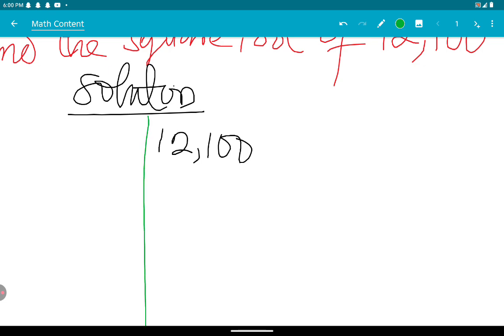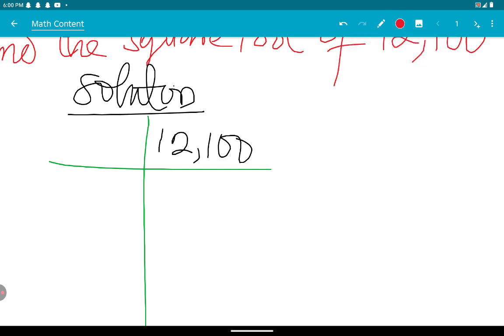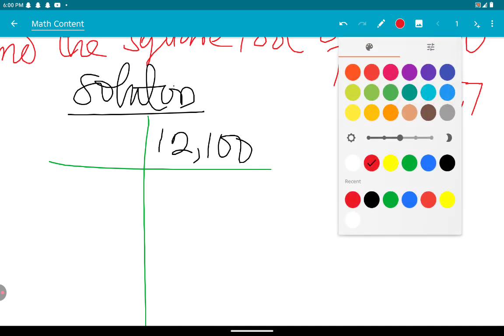Draw your long division line. Now, you are going to be using the prime factors of this particular number. What are prime factors? Prime factors are numbers that have just two factors, one and themselves. Examples of prime numbers are 2, 3, 5, 7, and so on. So what I'll do here is very, very simple. I'll just ask, what can divide 12,100?